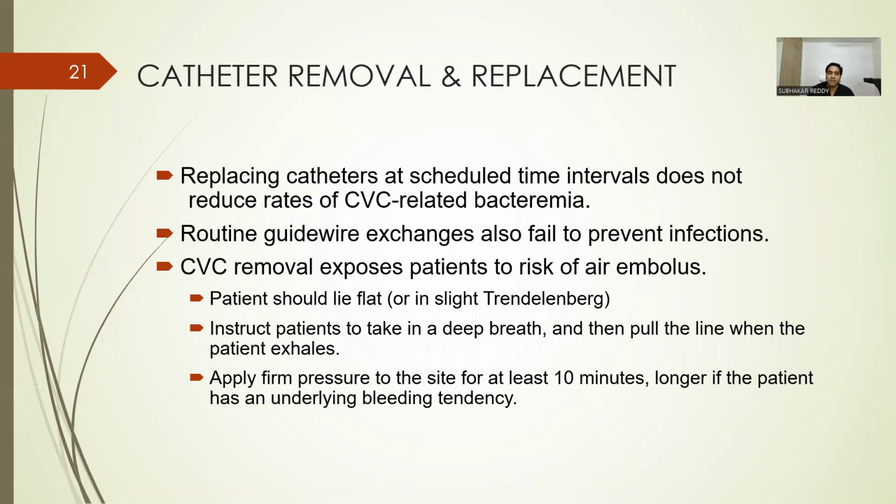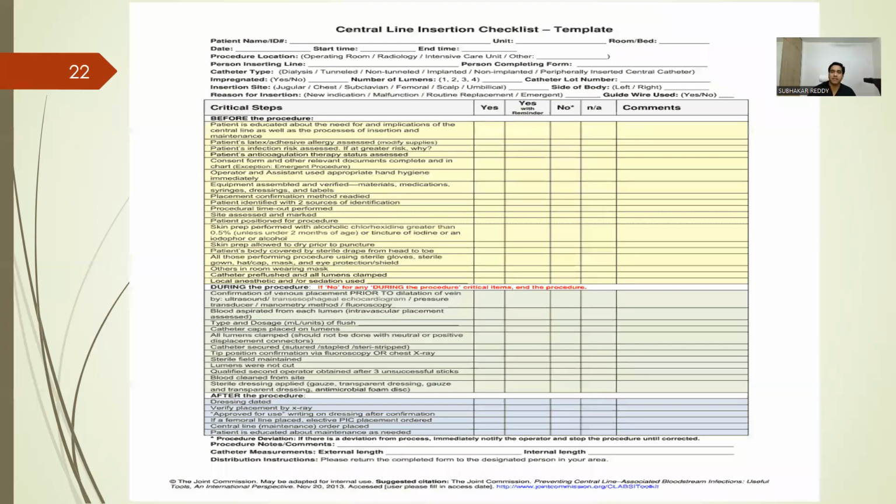And how is a CVC removed? CVC removal usually exposes a patient to air embolism. So the patient should be flat, or the head end should be slightly down. That is a slight Trendelenburg position. Instruct the patient to take a deep breath in and pull the catheter out during exhalation. Apply firm pressure for adequate time.